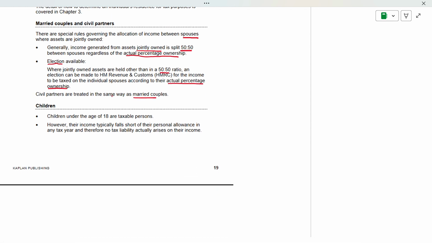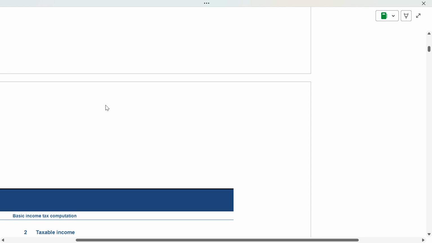Children under the age of 18 are taxable. However, their income typically falls short of their personal allowance in any tax year. Therefore, no taxability arises on their income. I have not seen any question previously where children are taxable.